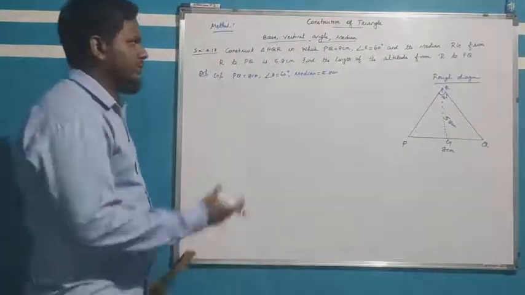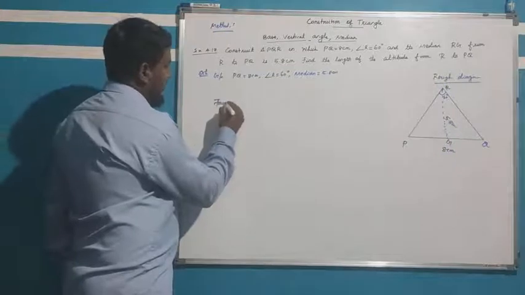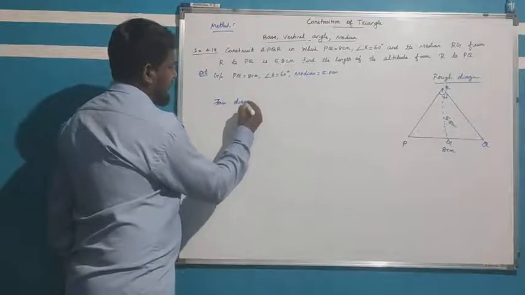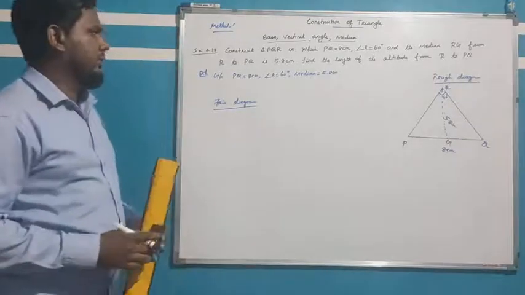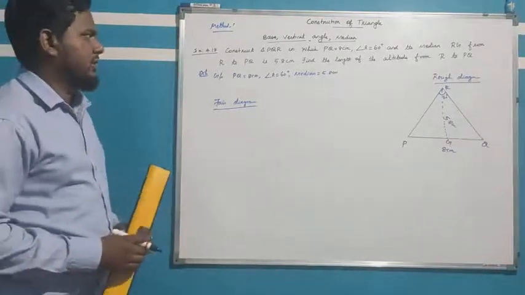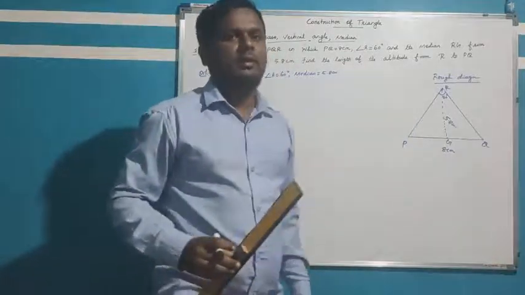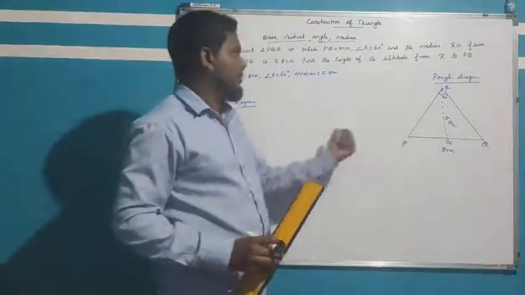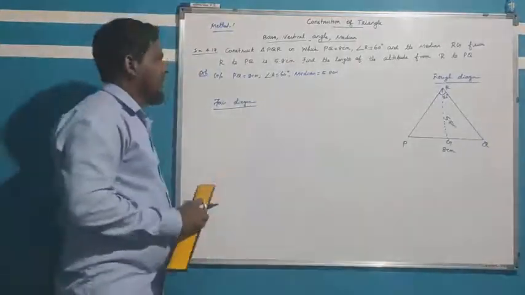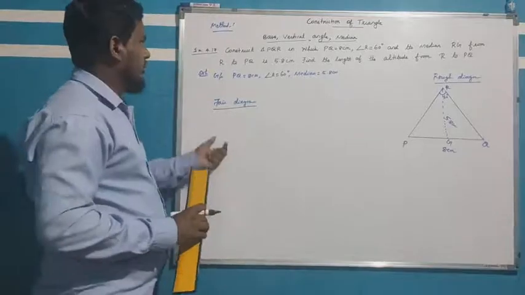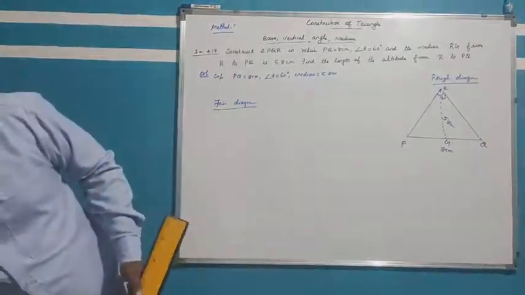Then we can find the fair diagram. What is the fair diagram? We can construct now. The rough diagram we did roughly, so there is no measurement. But for the fair diagram you have to take measurements with a ruler or compass. You have to construct now.